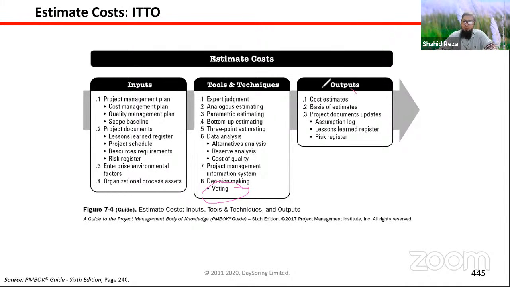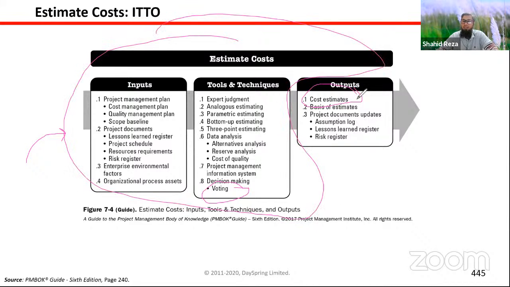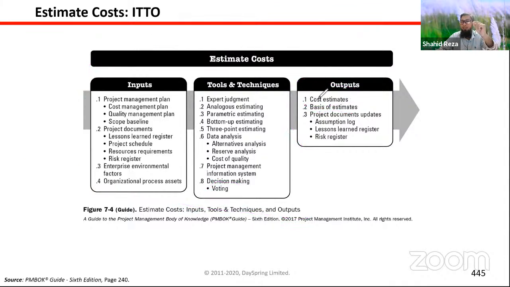So what is the output? Cost estimates. For each and every activity or work package of the project, you have to do this process. Doing this process, we will get a cost estimate for each and every task. And also the basis of estimate. Basis of estimate means what? Based on what you estimated this cost for a task.